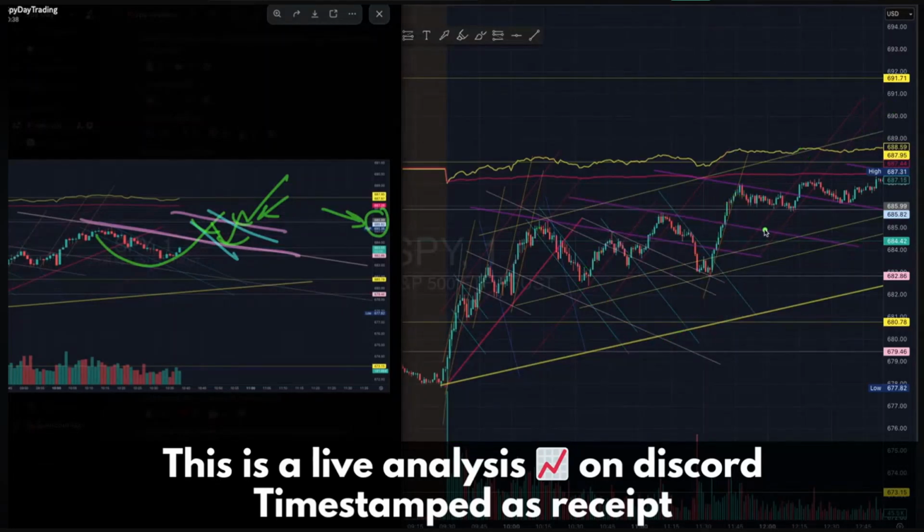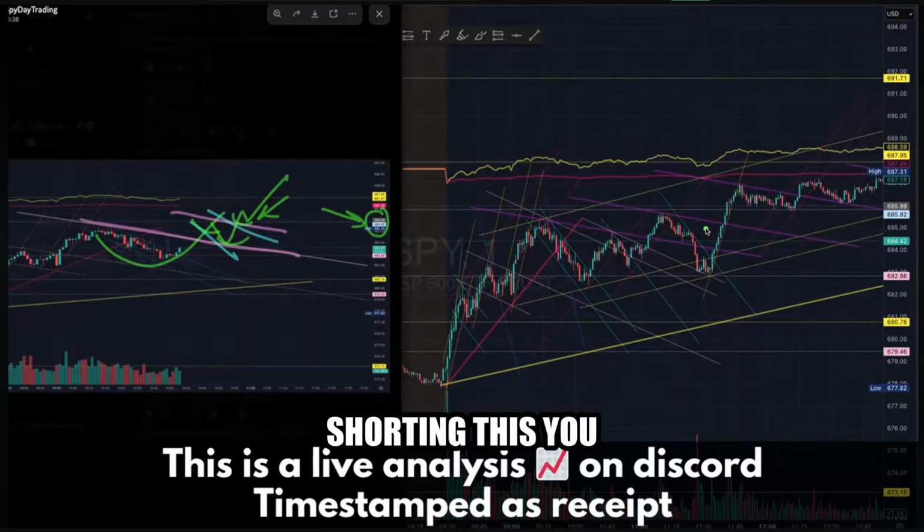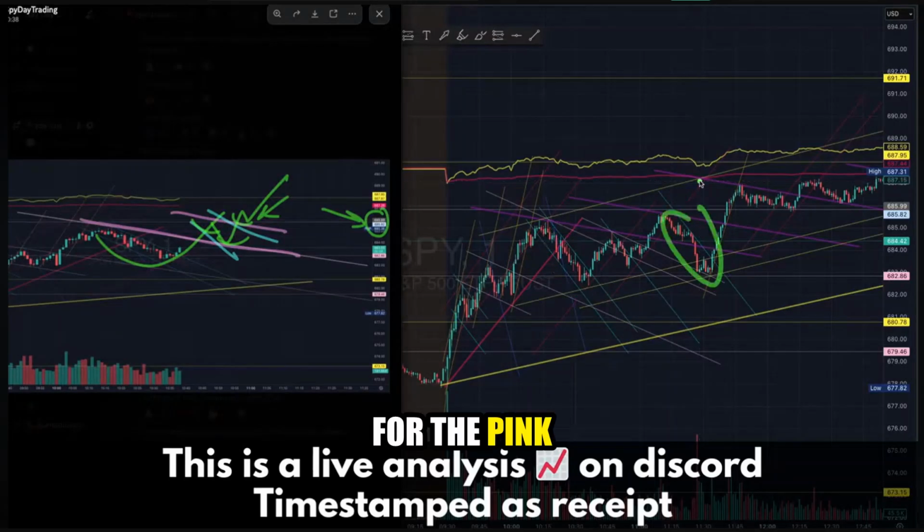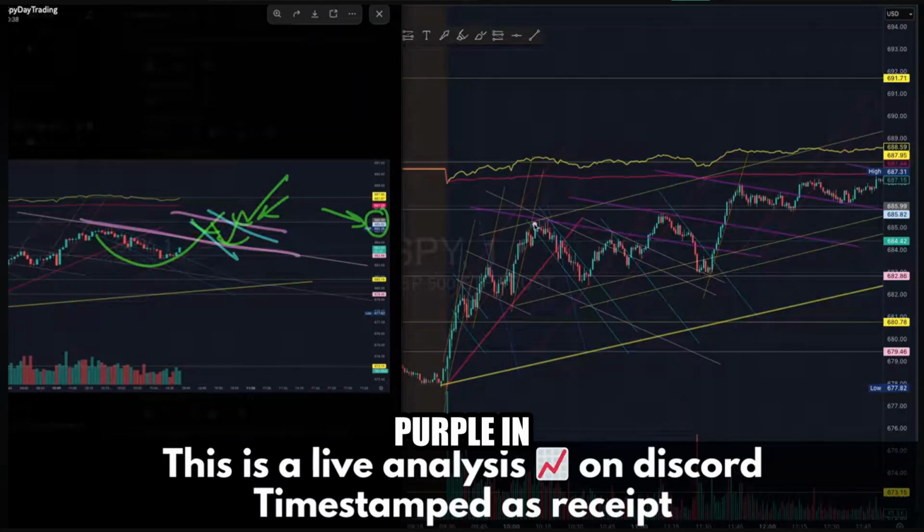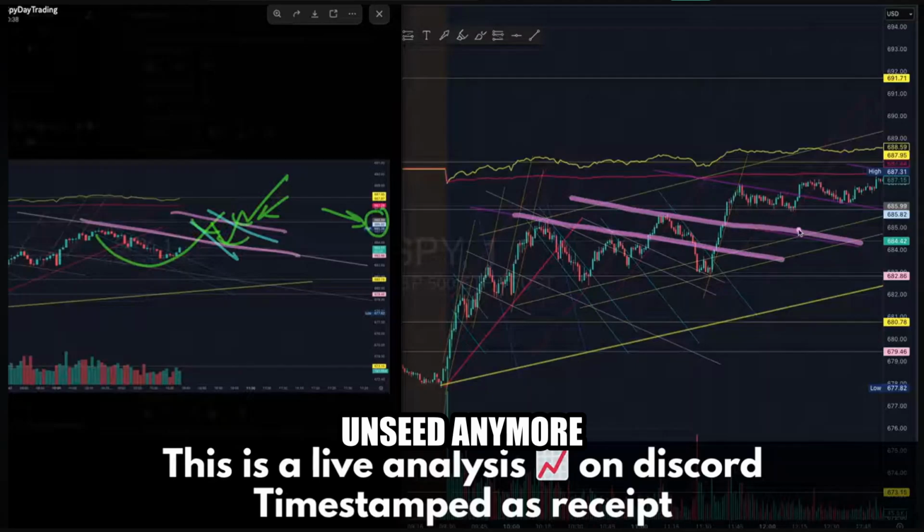Now at this point there was absolutely no reason to short this. You can short this. These are beautiful short trades as well, but when shorting this, you need to know that this is the pullback for the pink algorithm, the pink and purple in this case. When you can see it, you cannot unsee it anymore, right?